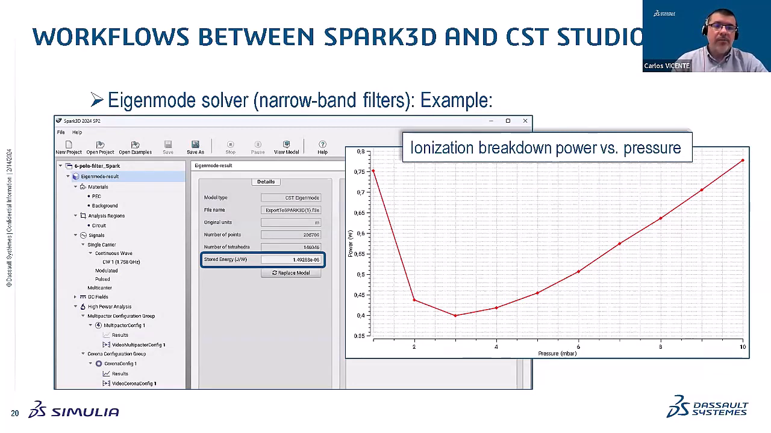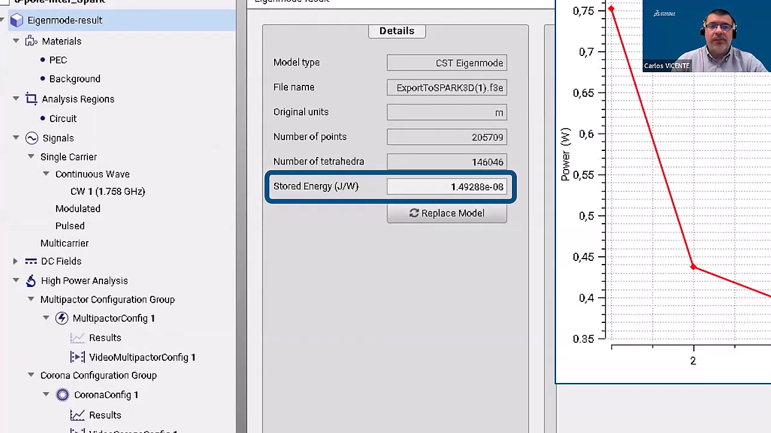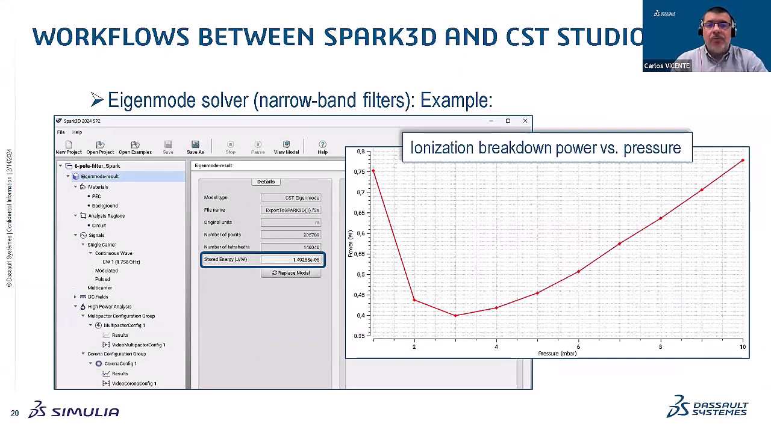I can then put here the stored energy, which was the stored energy of cavity number 4 at its maximum. And then I compute the breakdown power level. In this case it's for ionization breakdown, and I compute the breakdown power level as a function of the pressure. This would be the breakdown power level once this cavity is integrated into the filter.